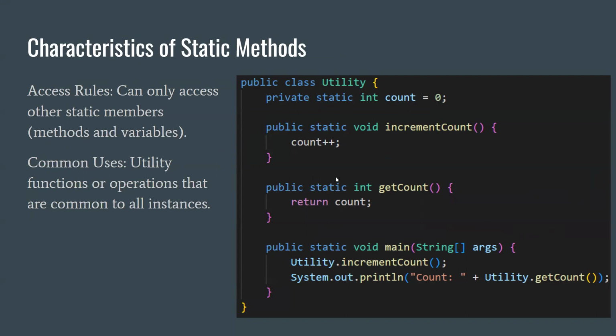If you look at this example, we can see that this utility class has all static methods: increment count, get count, and static int count. It shows that static methods can only access the other static member count.